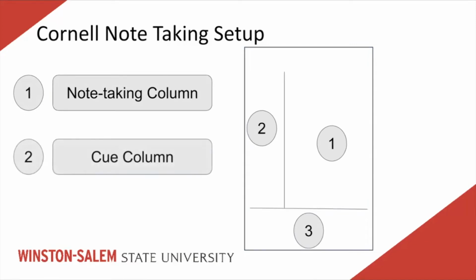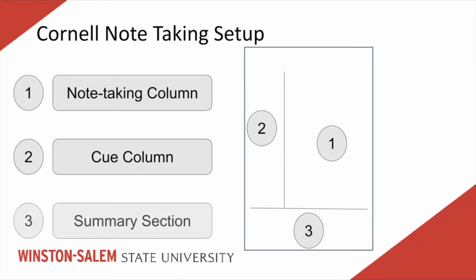Section 2 is the cue column, where students make sense of their notes. This section is used to connect main ideas and concepts. This can include any questions from the lesson or any vocabulary or equations that are relevant to the lesson. Section 3 is where students summarize their learning to be used for reviewing and reciting key information.